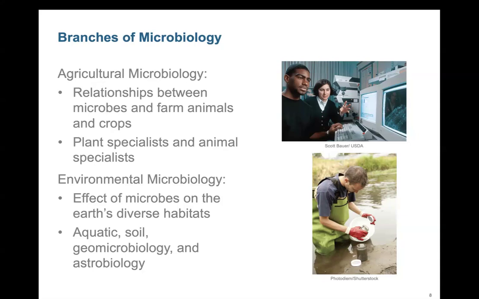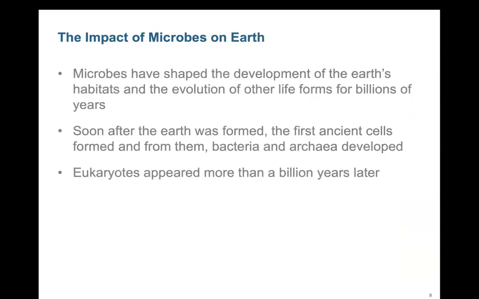Environmental microbiology, the effects of microbes on the Earth's diverse habitats. How do shifting microbes or patterns of microbes affect the overall habitat? Aquatic, soil, and geomicrobiology and astrobiology are all subfields under this. So the overall impact of microbes on Earth is that microbes have shaped the development of the Earth's habitats and evolution of other life forms for billions of years.